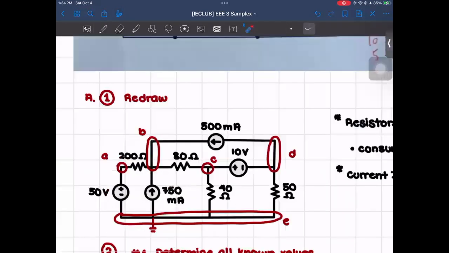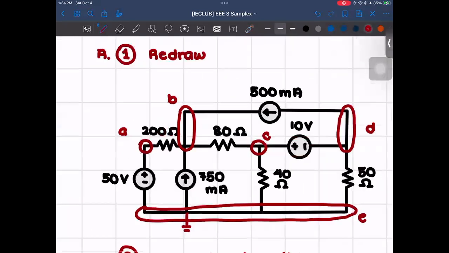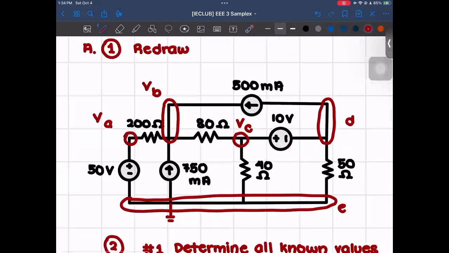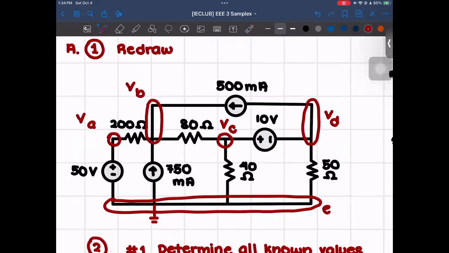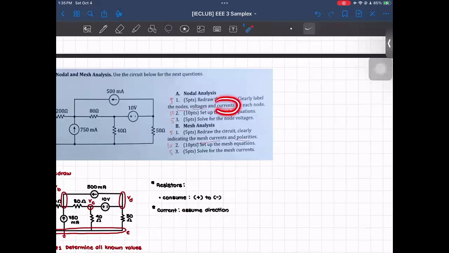For the voltages, we've already found the nodes, so we can just put a V on each. Since these are going to be our variables, we have VA, VB, VC, and VD, and then E is the ground, so we don't really need to put any voltage for that. And then our next would be to label the currents.